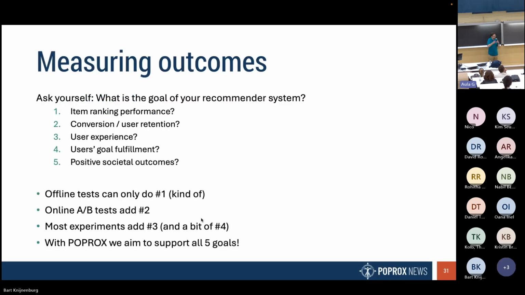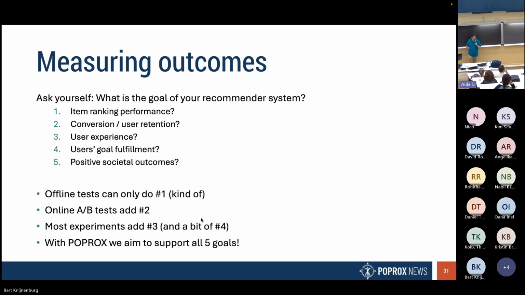So now we're going to talk about the outcome measures, right? We have some study designs. And so now we have to think about, okay, what are we going to measure to see if our system is making an improvement? The starting point here is, what is the goal of your recommender system? Are you trying to improve item ranking performance? Are you trying to increase user retention? Do you have some notion of an improved user experience? Are you trying to get users to fulfill a certain goal? Are you trying to achieve some positive societal outcomes, like fairness, for instance? And how are these things related to one another?